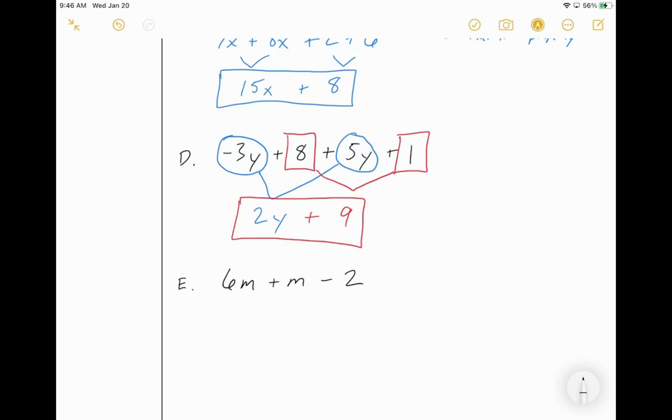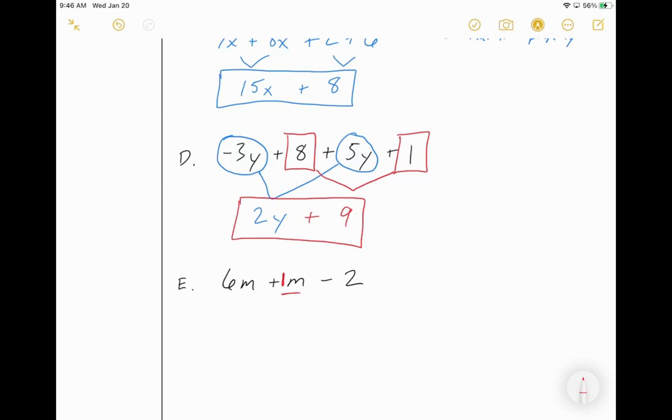All right, anyone else want to give it a shot? This one's a little bit tricky. You have to remember, what is the number in front of this m right here? What's the number in front of the m? It's not a 0, but it's a 1.